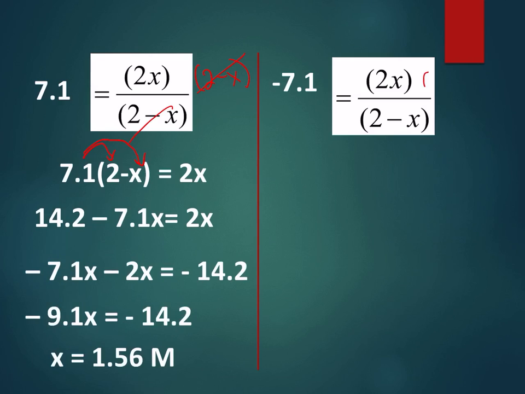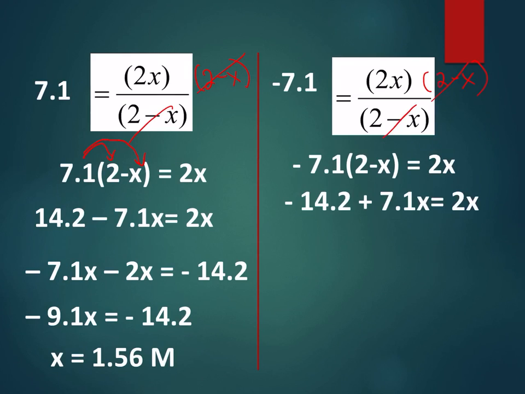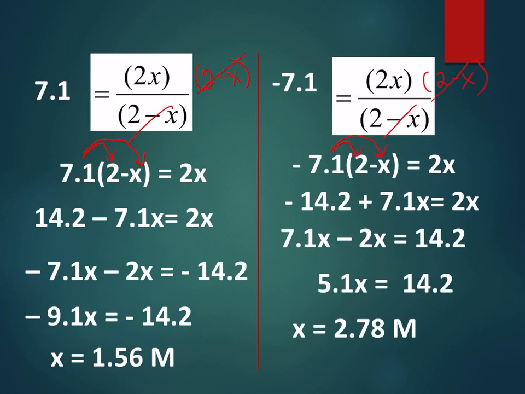So the same thing over here, we're going to multiply by 2 minus x on both sides in order to cancel out the 2 minus x from the bottom, the inverse operation. Then you still have to distribute, collect like terms, and divide.